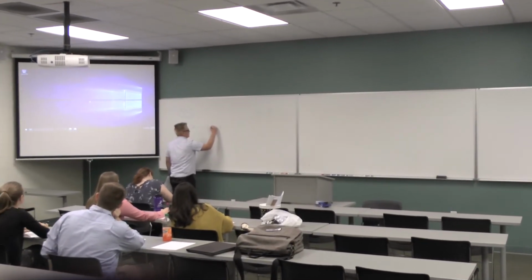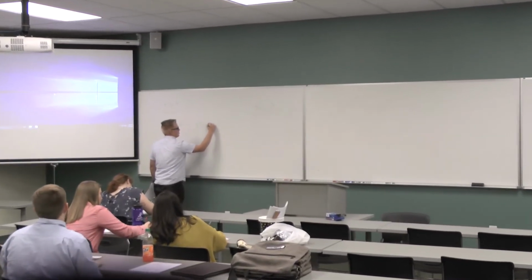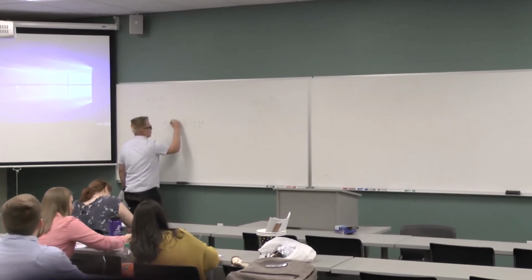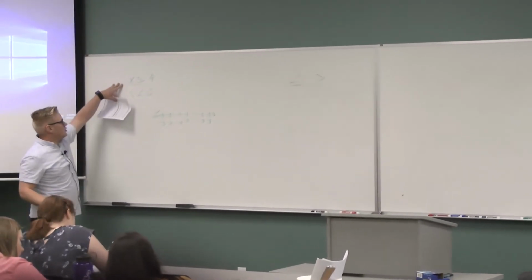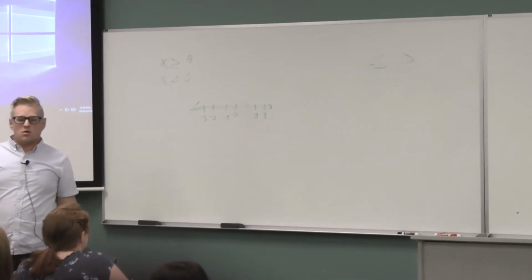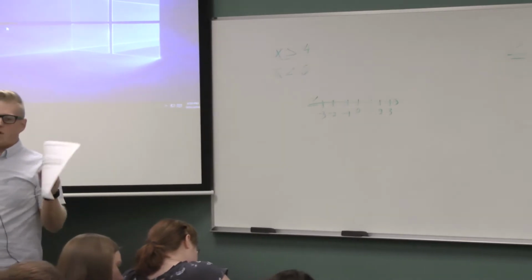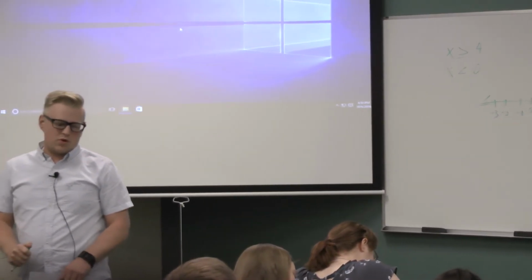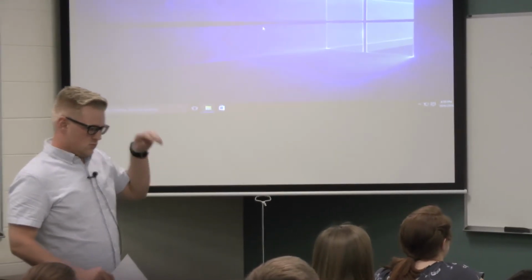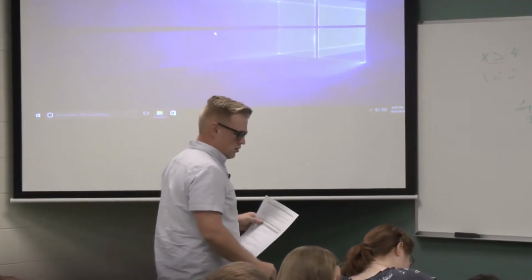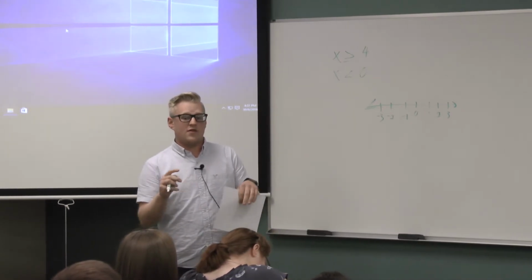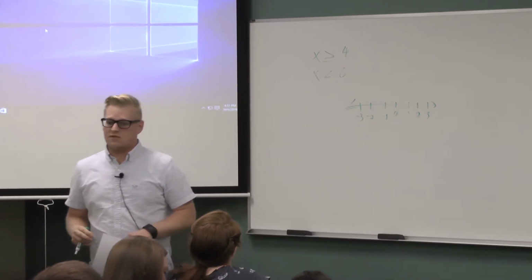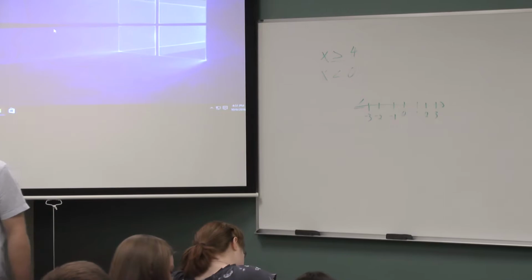Got 0 here in the middle. So if I were to graph these inequalities on that number line, what would it look like? I want you to graph them on separate number lines, because if we graph them on the same number line, it means something different that we'll get into later.